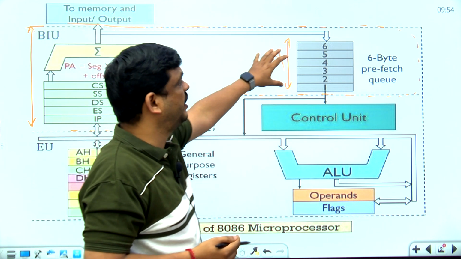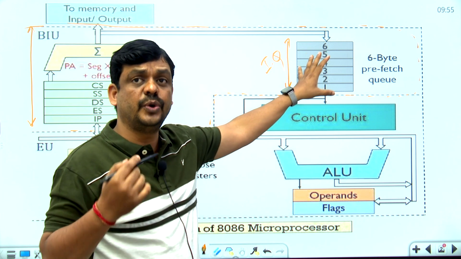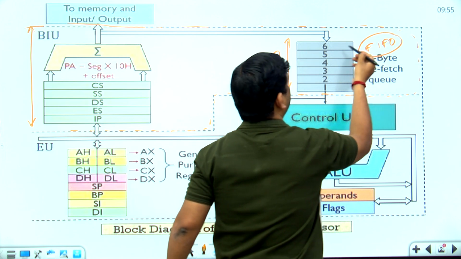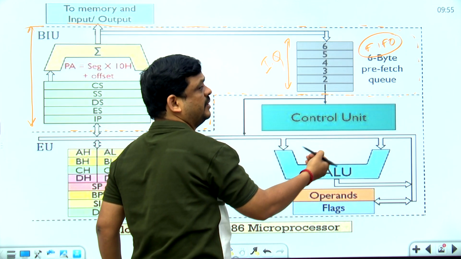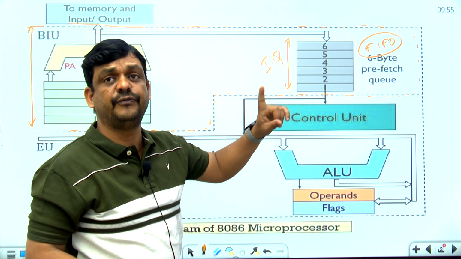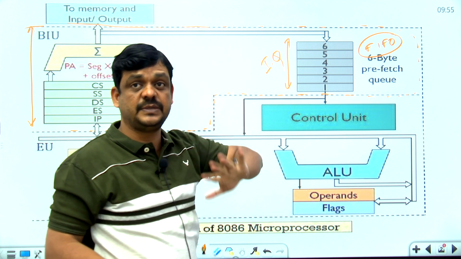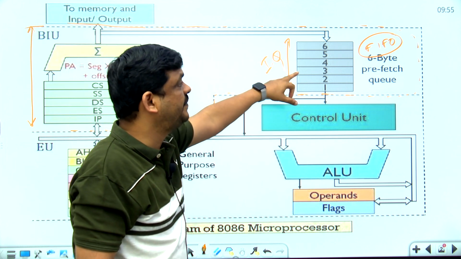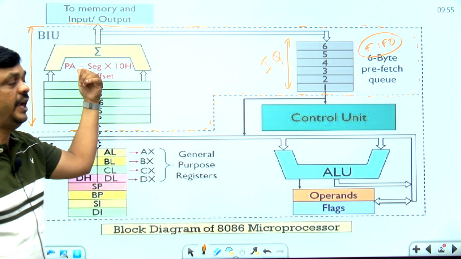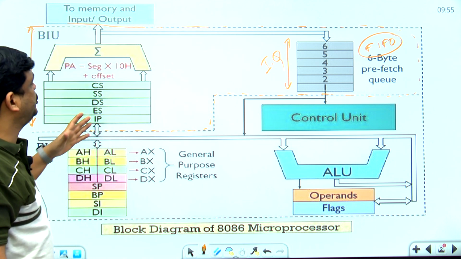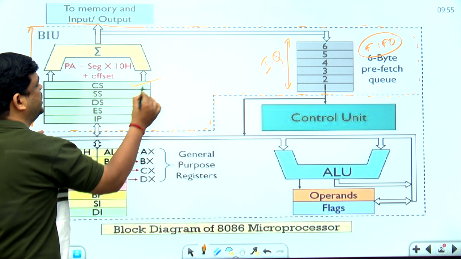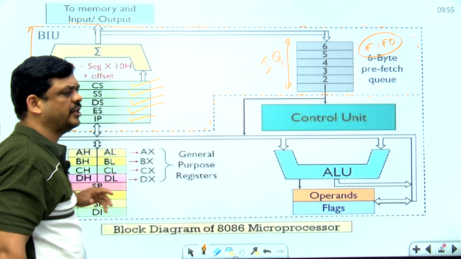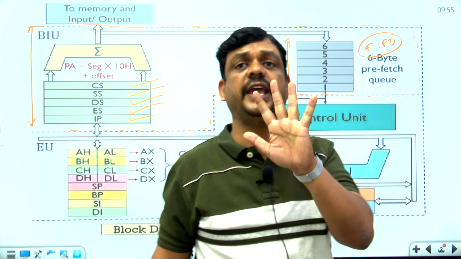The capacity of the instruction queue is 6 bytes, and it follows the FIFO, first in, first out technique. Whatever instruction is read first comes out first. The queue is used to store the opcode of the next instruction. So this is defined in which unit? The bus interface unit, right? And this bus interface unit consists of some other registers: code segment, stack segment, data segment, extra segment, and instruction pointer. So totally the bus interface unit consists of 5 registers.